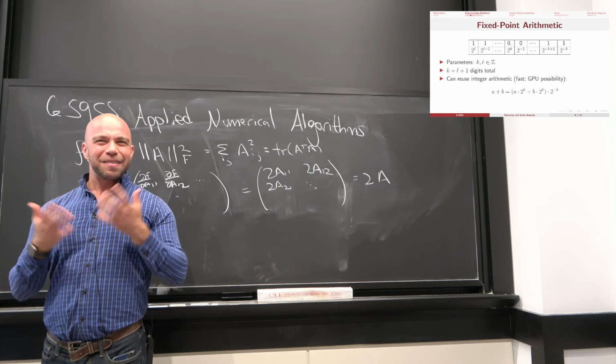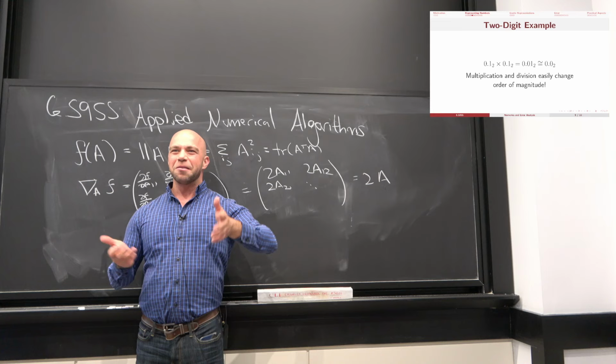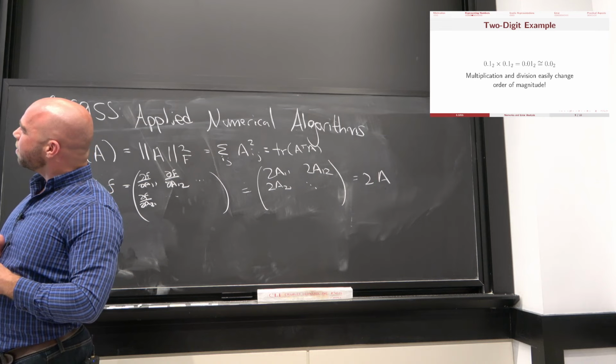Okay. So now let's see what goes wrong in fixed point arithmetic. It feels like a nice way to implement stuff, right? We're just reusing integer code that we already have around. Let's say we do some multiplication. So we have 0.1, and we want to compute 0.1 squared in binary.